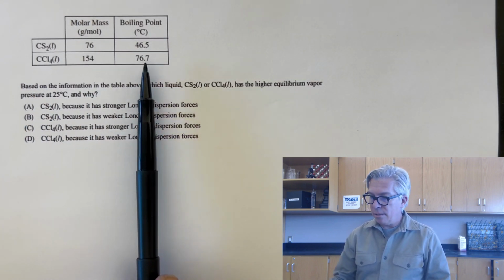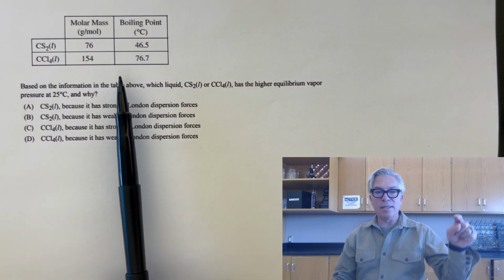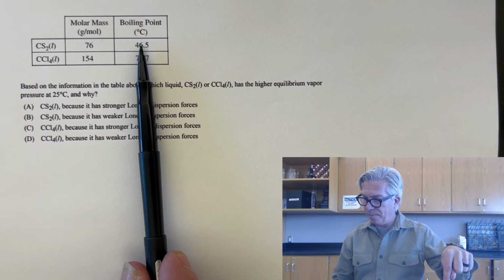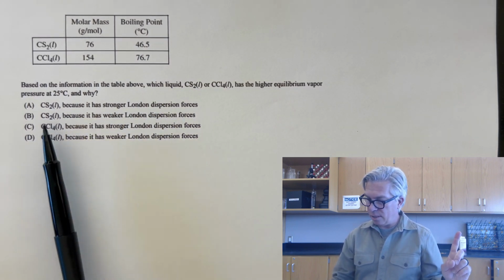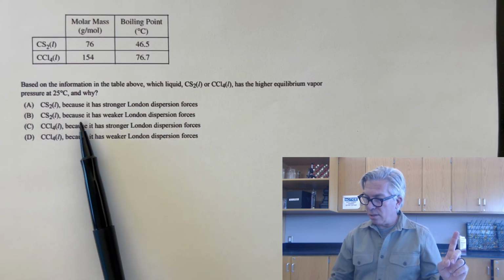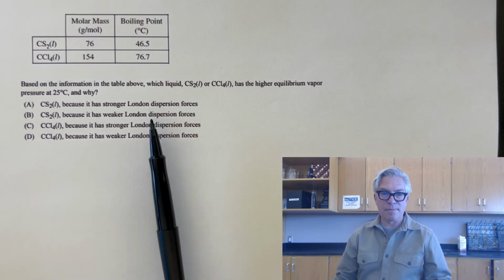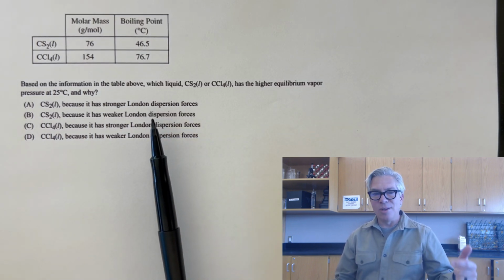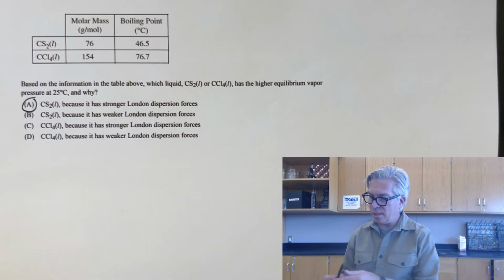All right, again, because the second one has the higher boiling point, that means its vapor pressure is the lower. And this one has the lower boiling point, so its vapor pressure is the higher. So I'm going to choose one of the CS2 answers. And we have, because it has stronger London dispersion forces, or CS2 because it has weaker London dispersion forces. So you get all combinations here. Lower vapor pressure means stronger intermolecular forces. So let's go with A on that.